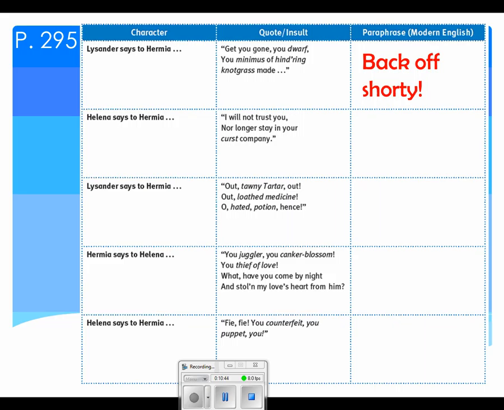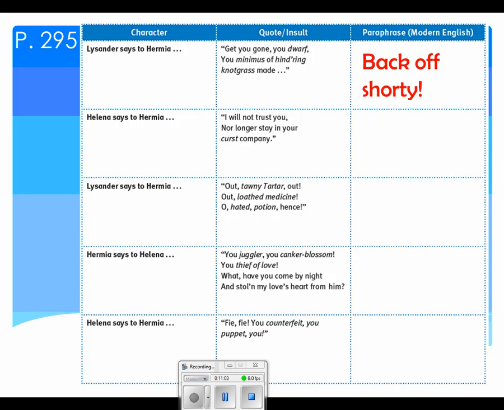Some of you don't even know what's going on because you haven't looked at the screen. Maybe take a look at it. It's an insult. He's telling her to go away. And he gives her the insult of saying, well, you're a dwarf. You're so little.